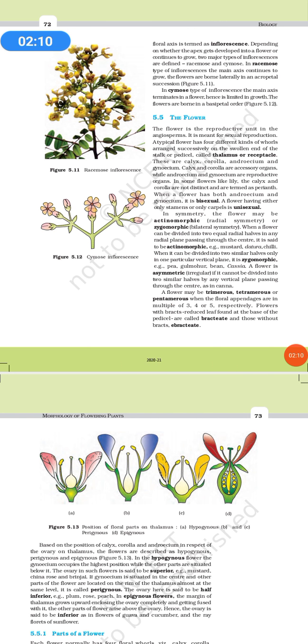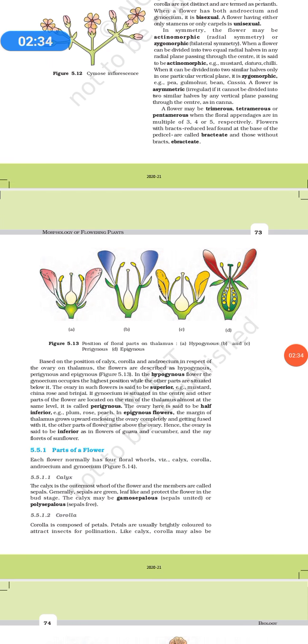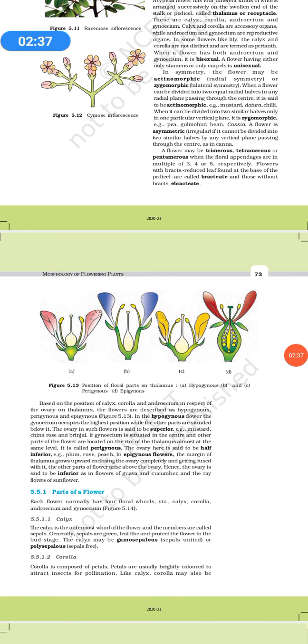Okay, so all these four whorls are getting attached to a point which is known as the stalk or pedicel, and that is swollen, and that is called the thalamus or receptacle. The flowers can be bisexual if both androecium and gynoecium are present on the same flower, and if they are present in different flowers, then we say it is a unisexual flower.